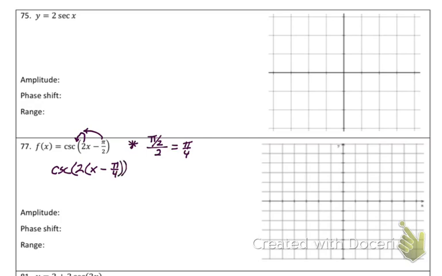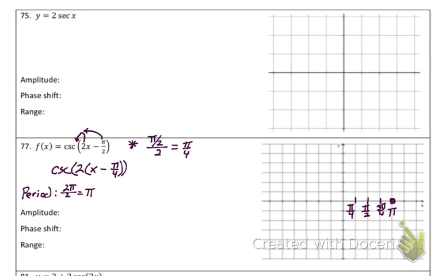Do you want me to keep going, or is that where you got stuck? I got stuck in the graph. Okay. Our period is going to be, I didn't ask for it, but you should always figure out what your period is. That's going to be 2 pi over 2, which is pi. So I'm going to count out 4 units, 1, 2, 3, 4, and put pi there. Then it's going to be pi over 2, because it's half, multiplied by 3, 3 pi over 4.